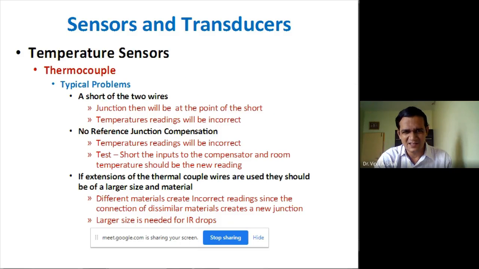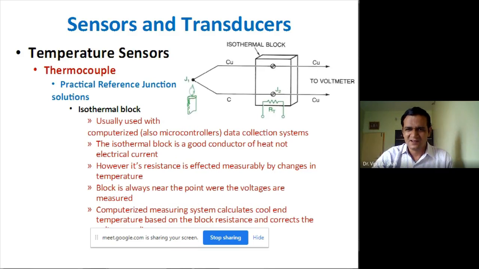Then you can have the junctions. They will be at the point of the short, or temperature readings will be incorrect if it is a shorted wire. You have to take care of these problems as and when they occur. So normally, whatever we have seen is an open loop system. Now within that open loop system, if you apply feedback with reference to this measurement point, you can generate that temperature in degrees Celsius.